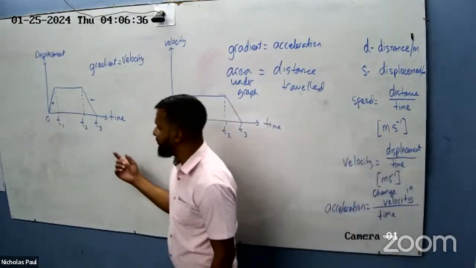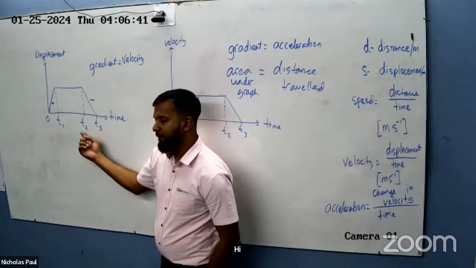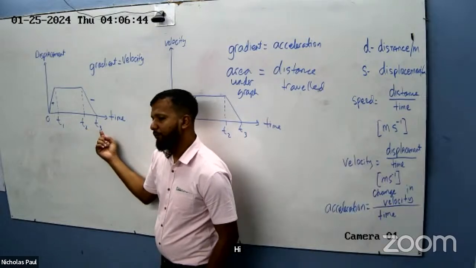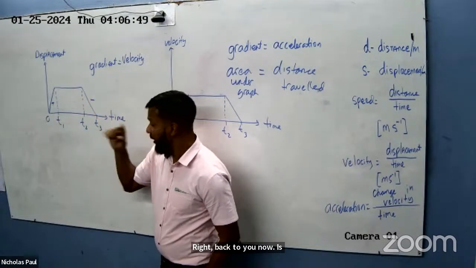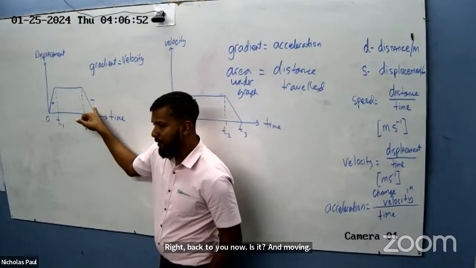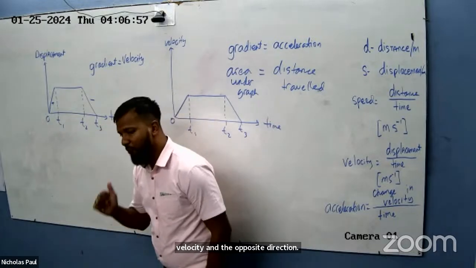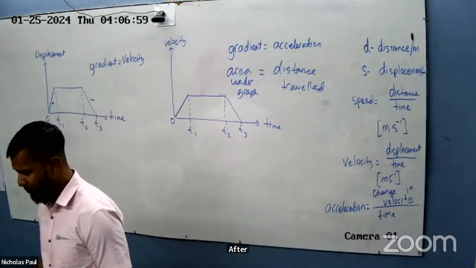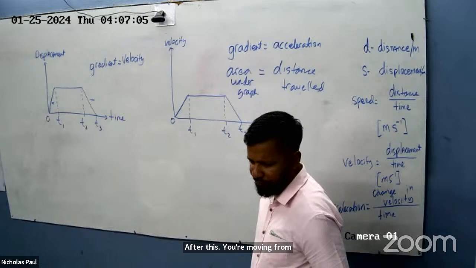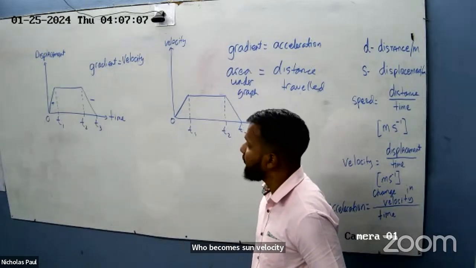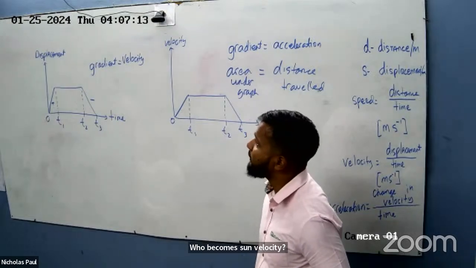And T2 to T3. What will I say again, Keelan? What will I say from T2 to T3? Went back to the original spot, that's it. So you move with constant velocity in the opposite direction back to the starting point. Okay? So you move with constant velocity back to the starting point.